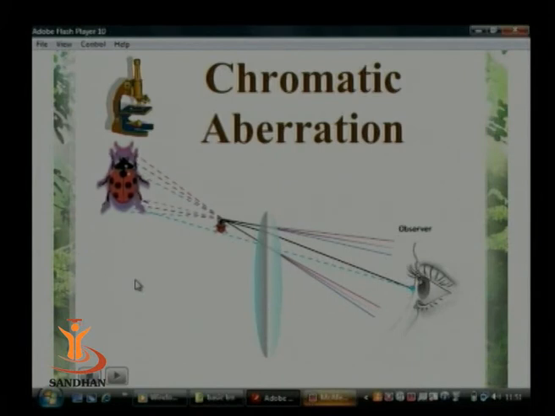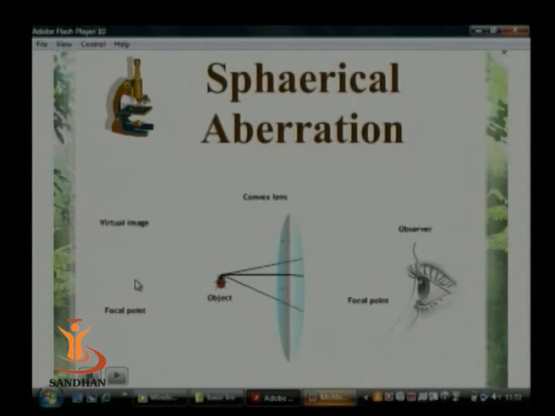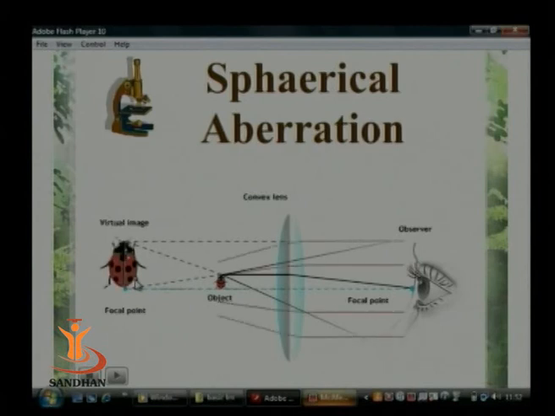The next is a spherical aberration. A fuzzy image develops. Requires no explanation. You would be seeing it yourselves only. You can see now the image is becoming more and more fuzzy. So this is the spherical aberration.